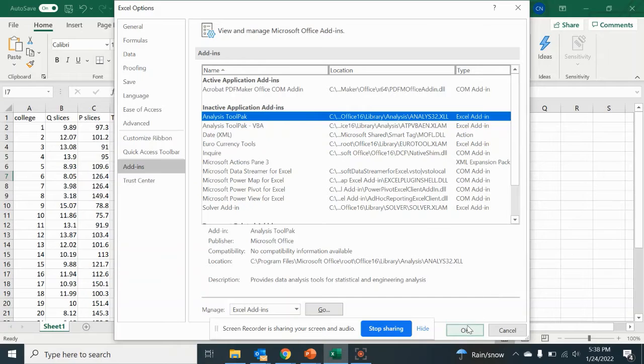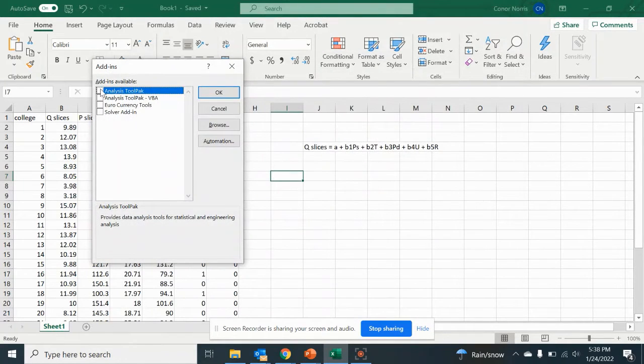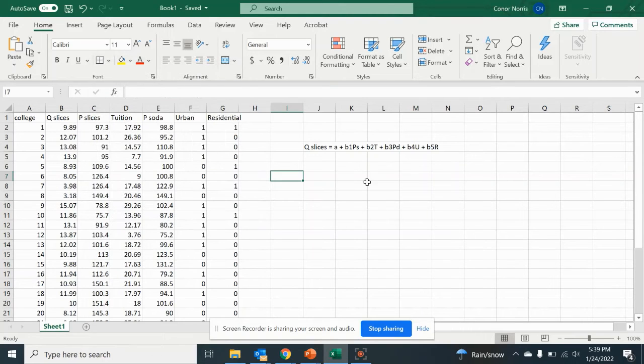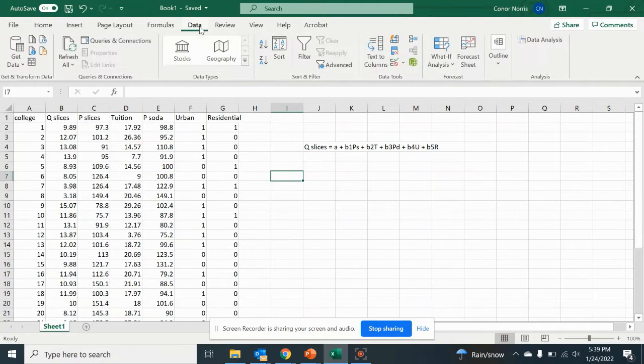Now, the first time I did this, I just clicked OK and thought that was it, that would add it, but it turned out that did not add it in. The first thing you want to do is go to Manage here, click Go, and then check the Analysis Tool Pack. That way it's uploaded and it's on your menu banner at the top. Then we can hit OK. Now, if we go up here, go under the Data tab, right here under the Analysis, the Data Analysis option, that's what we just added.